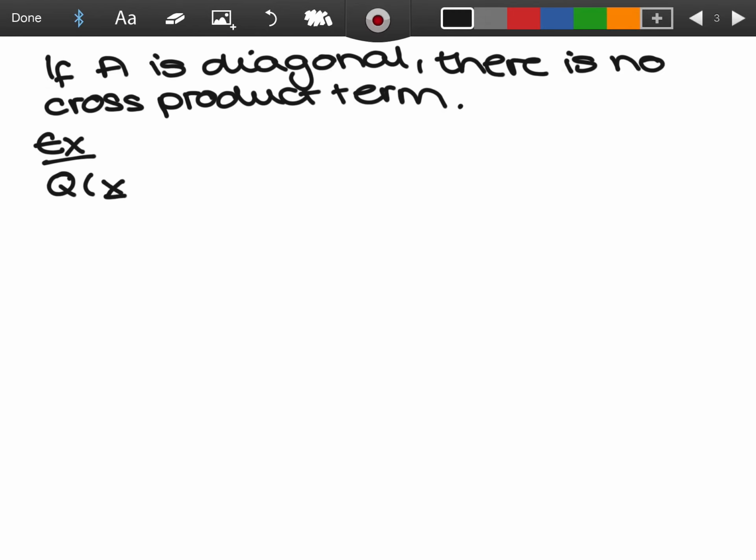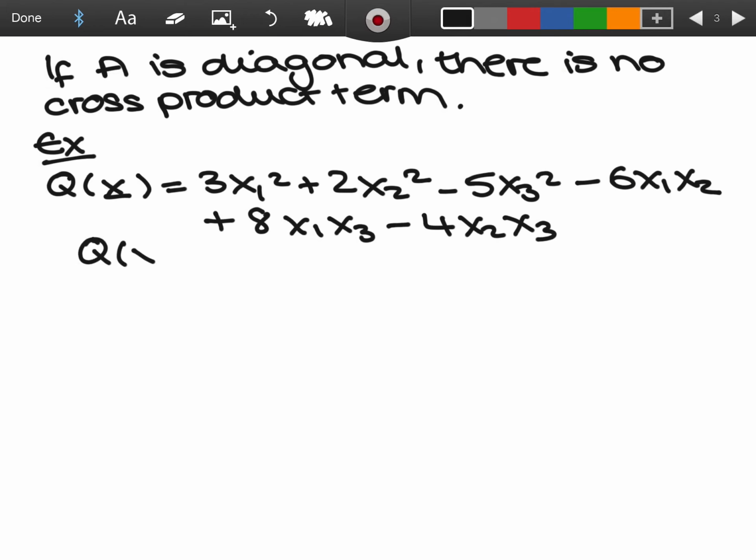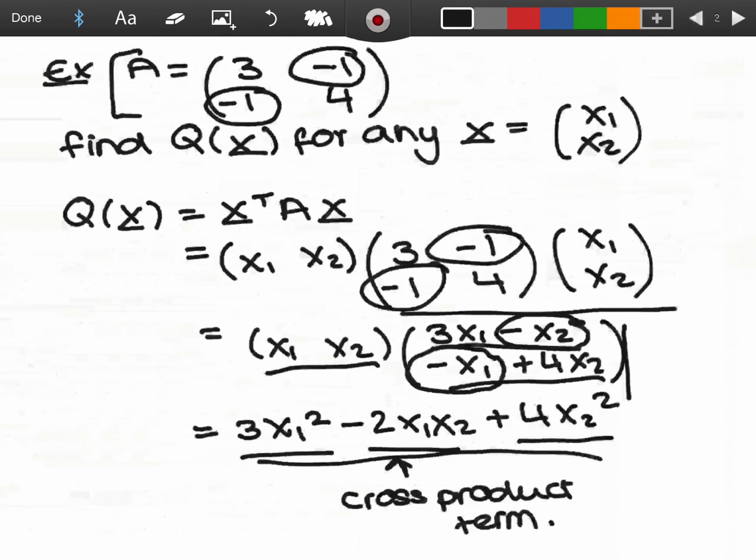So let's say that q of x was equal to 3x1 squared plus 2x2 squared minus 5x3 squared minus 6x1x2 plus 8x1x3 minus 4x2x3. And I want to find the matrix A such that q of x is equal to x transpose Ax. I want to find that A matrix. Let's go back to our previous example.